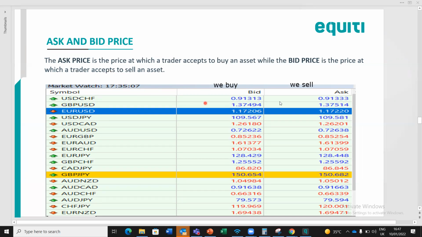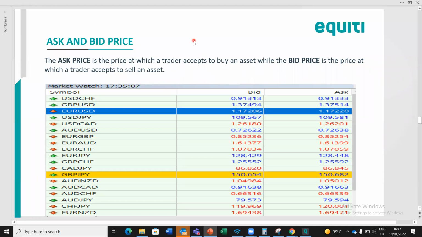All right. Then we sell simply talks about the price at which a trader accepts to buy an asset. Why? Because at the ask price, your broker wants to sell. So at this price, you do what? You buy that asset. All right. Now that's pretty much easy. Now that is the we buy and we sell. And that is what we call the ask and the bid prices.